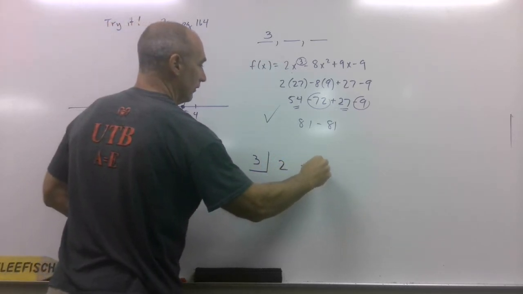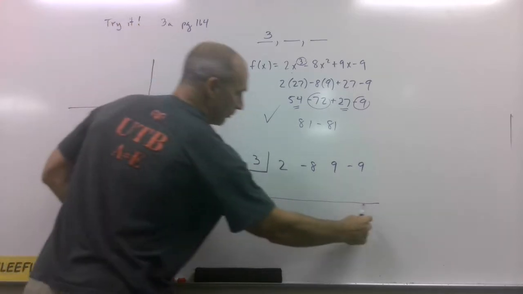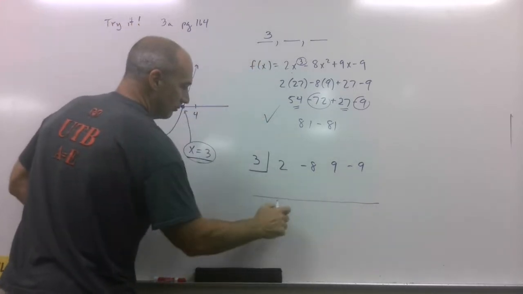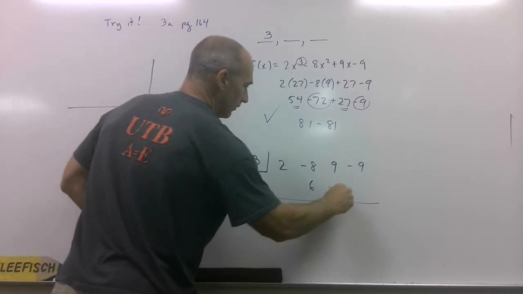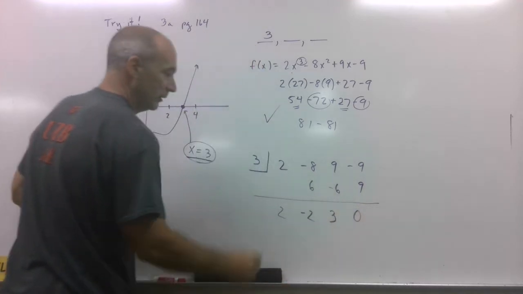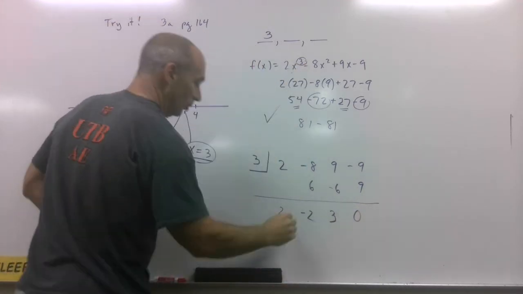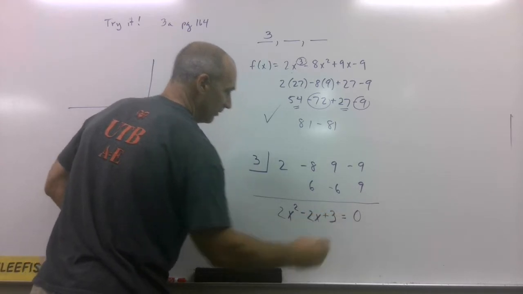Take the 2, negative 8, 9, and negative 9. Remember, if we've done it right, we're going to get a 0 down here. Drop the 2, 6, negative 2, negative 6, 3. 3 times 3 is 9. Look at that, we've got a 0. So this represents, if that's x cubed, this is x squared minus 2x plus 3 is 0.